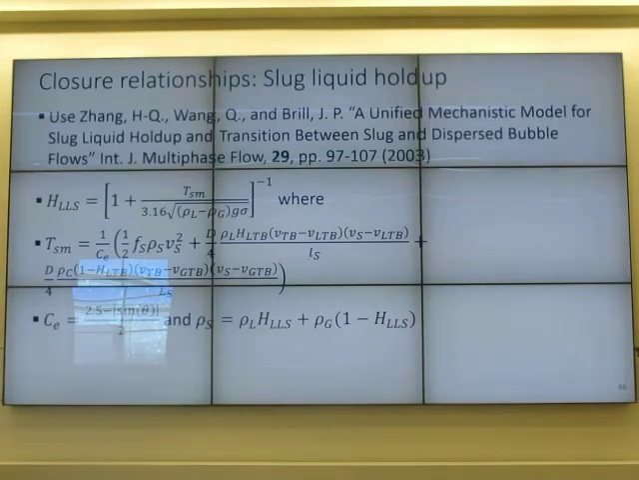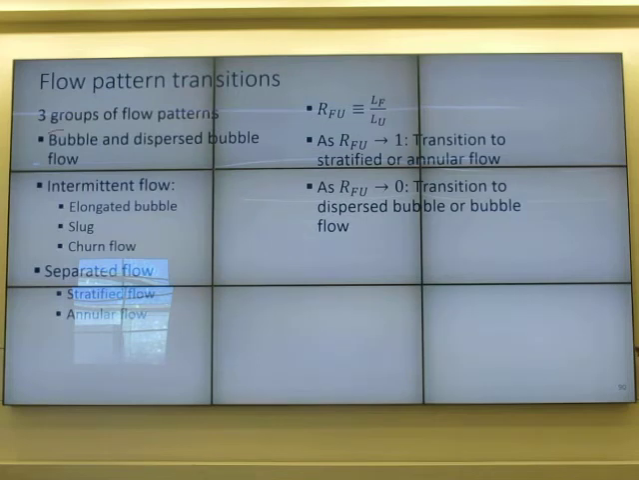So once they have everything, they select several parts from other people to calculate this and that. So this is HLRS, the way that they calculate HLRS. It's a combined momentum equation plus a bunch of closure relationships. They can do three flow patterns: bubble flow, intermittent flow, and separated flow. In that model, they have F_U, which is a ratio between LF over LU. When this ratio becomes one, we have the transition to stratified or annular flow. When this ratio becomes zero, we have bubble flow.